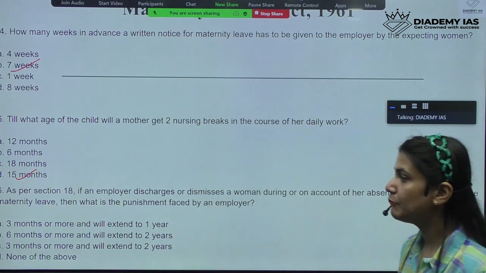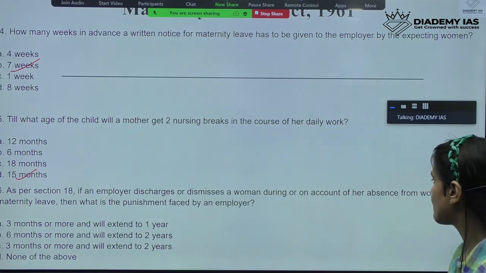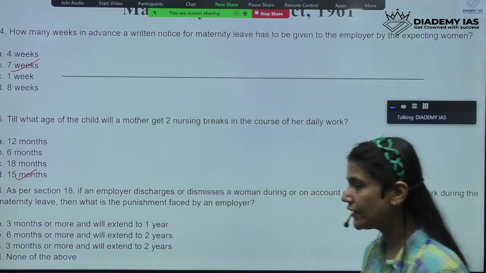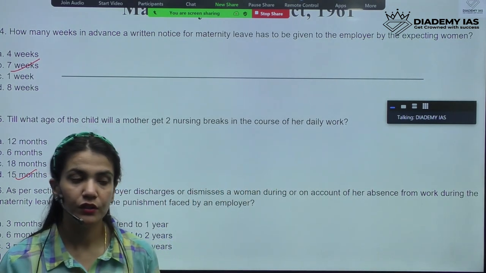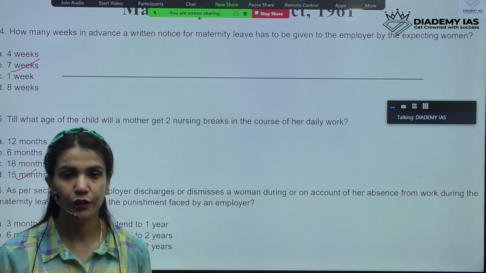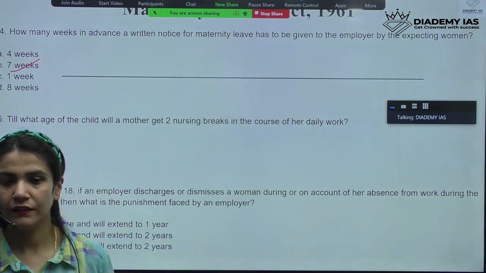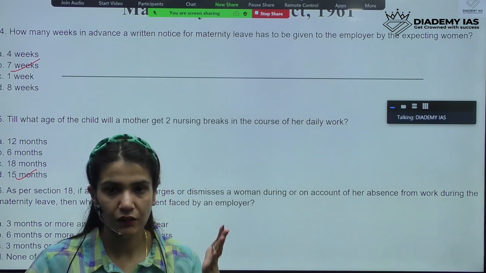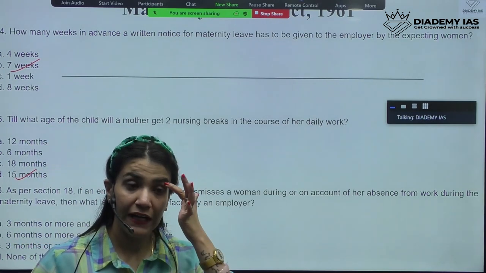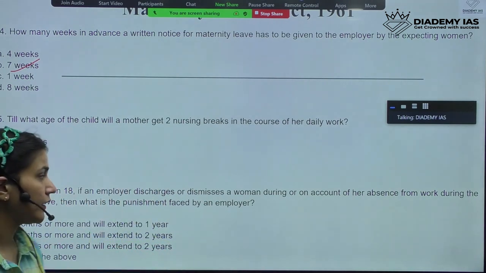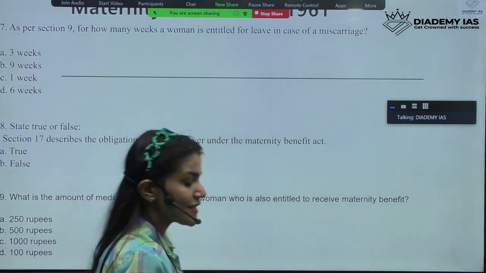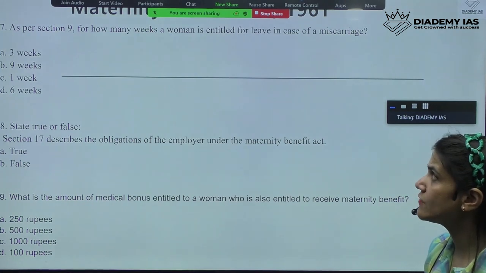As per section 18, if an employer discharges or dismisses a woman during or on account of her absence from work during the maternity leave, then what is the punishment faced by an employer? We have done that also. It becomes the responsibility of the employer to ensure that if the female employee has taken maternity leave, and in that case, if for some other reason he or she dismisses her from the job, then he will be held accountable and punished, right? Clearly we did that also, and the punishment extended from 3 months or more, up to 1 year, right?